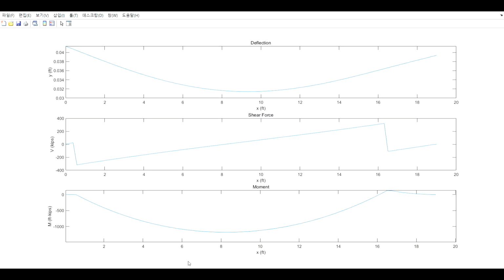This is our graph of deflection, shear force, and moment.